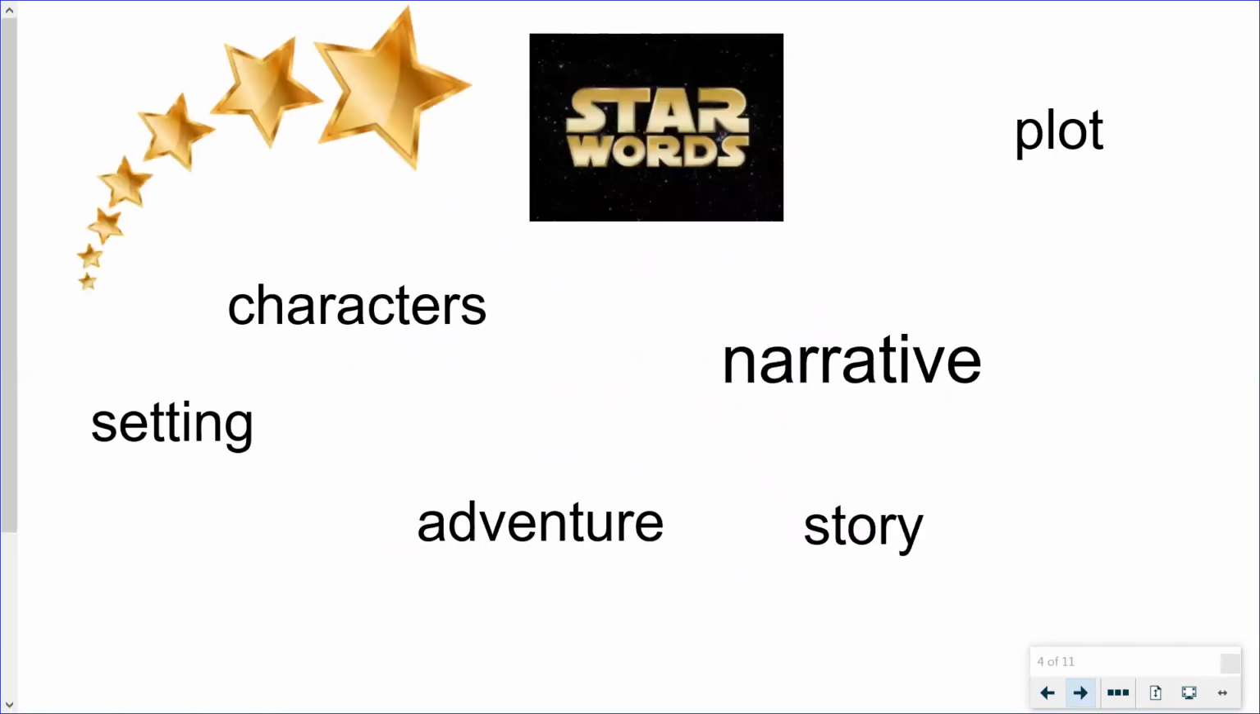Let's move on with today's learning and have a look at your star words. My turn, your turn. Plot, narrative, story, adventure, characters, setting.